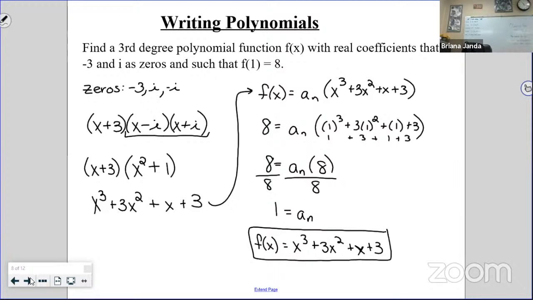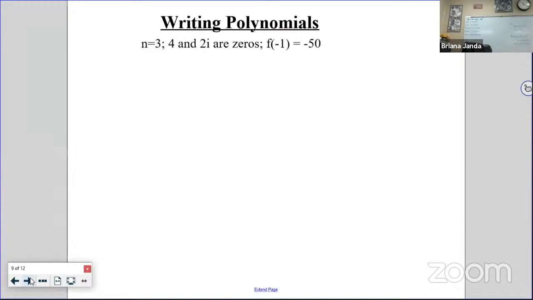All right, you are on your own on this one. The question changed a little bit, but I want you to see exactly what it's going to look like when you see it in your book or on your worksheet today. n equals 3 is referring to the degree. Okay, and then it says 4 and 2i are zeros, and then it says f of -1 is -50. Try getting all the way to the end on your own.